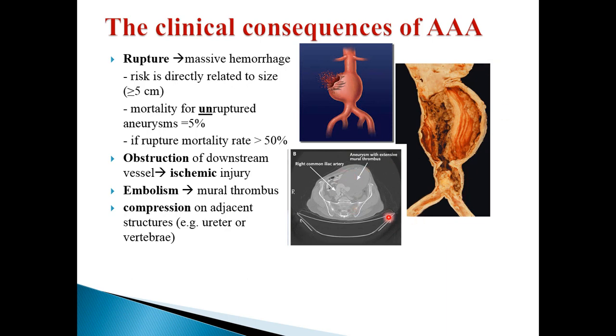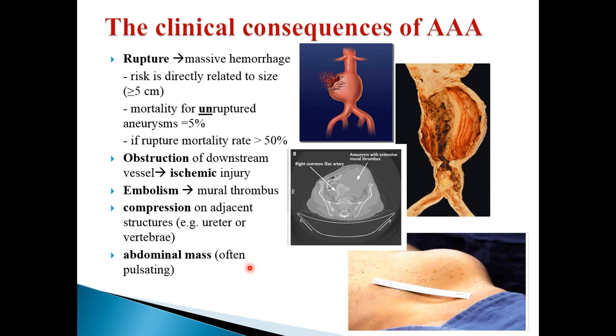Compression of an adjacent structure is also common, especially in large-sized abdominal aortic aneurysms. For example, the ureter could be compressed, or one of the vertebrae, leading to symptoms. An abdominal mass, often pulsating, can also be present in cases of large abdominal aortic aneurysms, like the one you can see here.